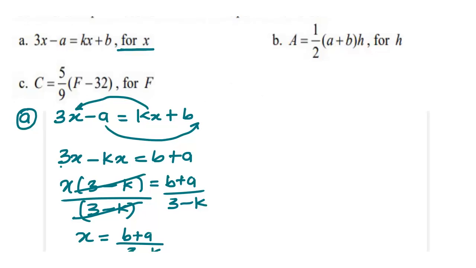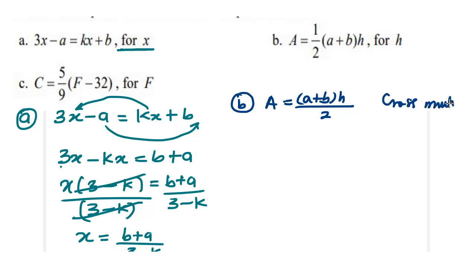So let me put question B by the side. For question B, we have A is equal to 1 over 2 into bracket a plus b, into bracket h. This is actually the area of a trapezium. So we are making h the subject of the formula. So I can rewrite this as A is equal to a plus b into bracket h over 2. I've done something similar to that. Half of this is equal to this over 2. Then, so we are making h the subject of formula, we cross multiply.